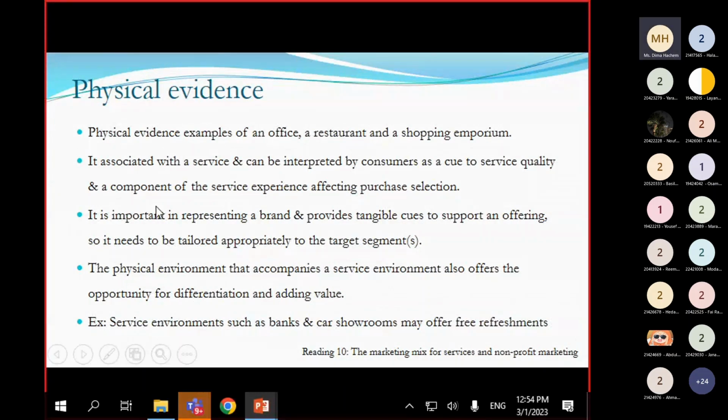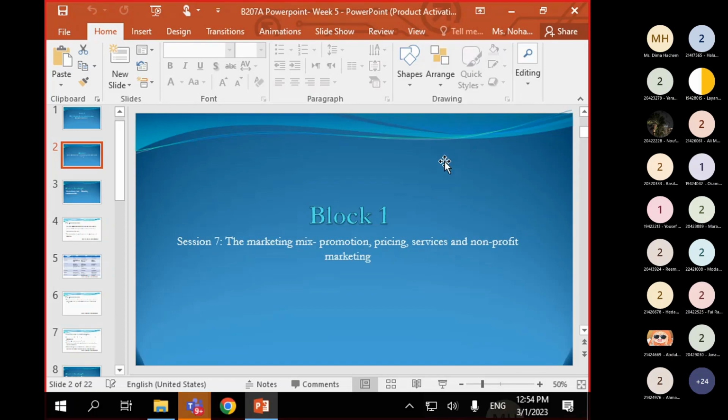So they can serve as a cue, as a hint to service quality and to give the customer a certain image, a certain idea of what the product is about. Any questions?